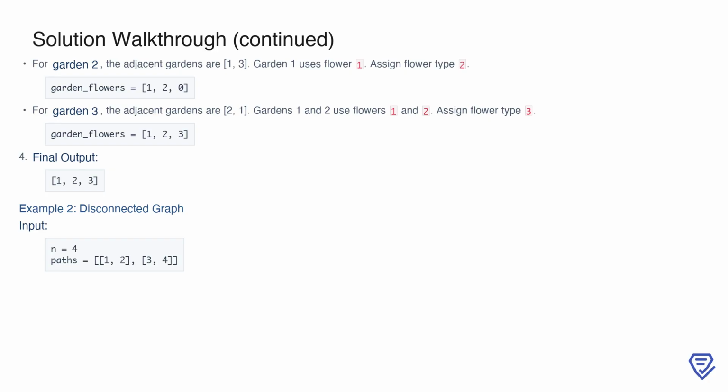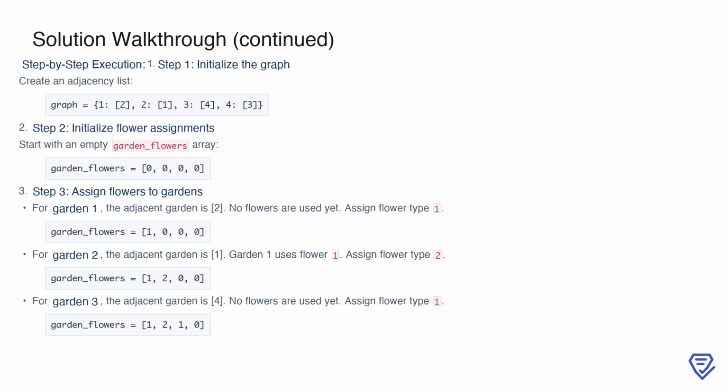Now, let's look at a second example where the graph is disconnected. In this example, we have 4 gardens with 2 separate paths connecting them. Garden 1 is connected to garden 2, and garden 3 is connected to garden 4. We start by initializing the graph as an adjacency list. Gardens 1 and 2 form one connected component, while gardens 3 and 4 form another. The resulting graph representation is: garden 1 is adjacent to garden 2, garden 2 is adjacent to garden 1, garden 3 is adjacent to garden 4, and garden 4 is adjacent to garden 3.